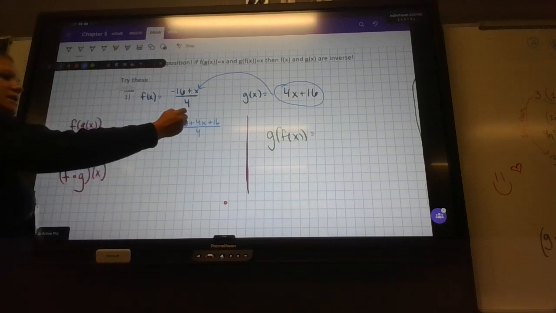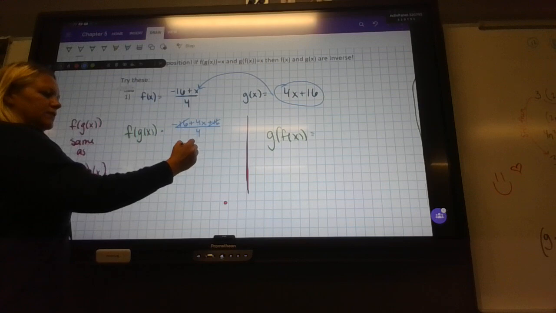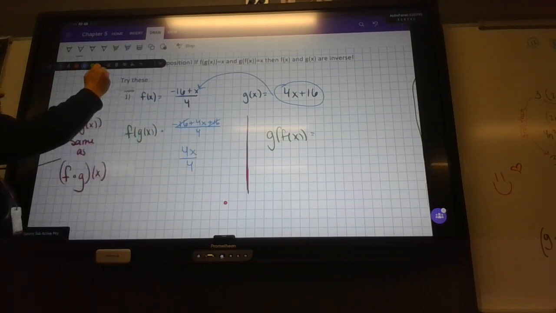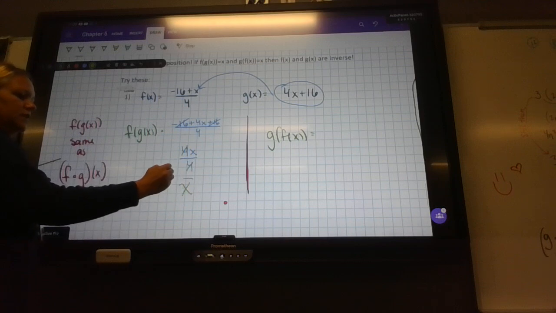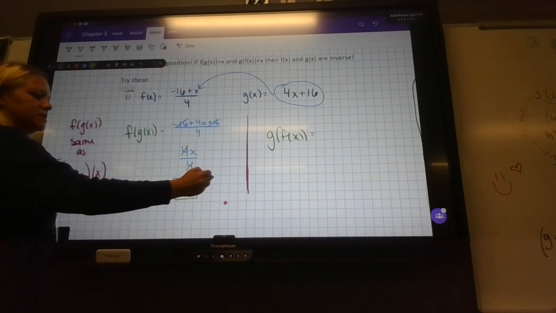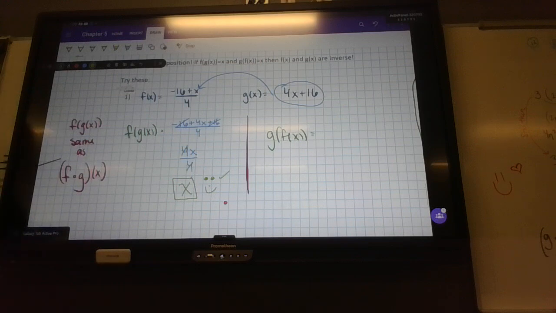Alright, negative 16 plus 16 cancels. And then we have 4x over 4. The 4's cancel, and all that's left is x. That's your mission. You want just to have an x there.